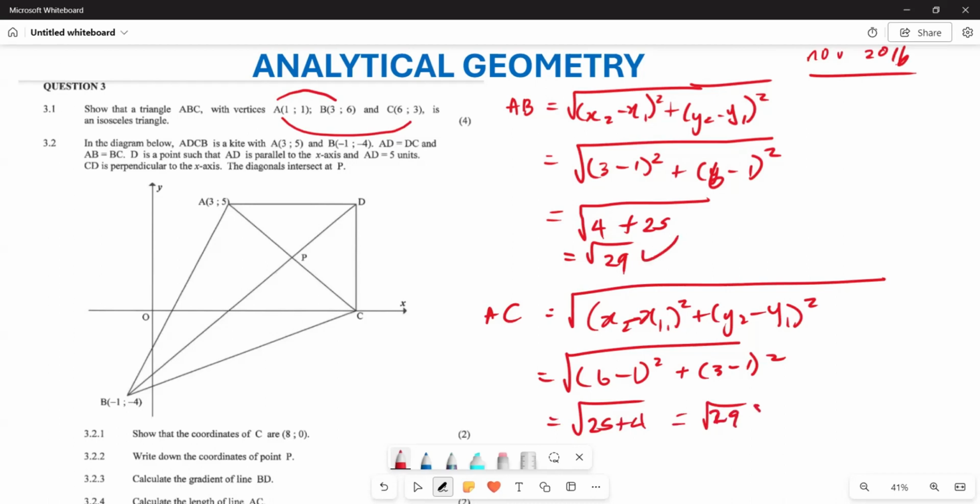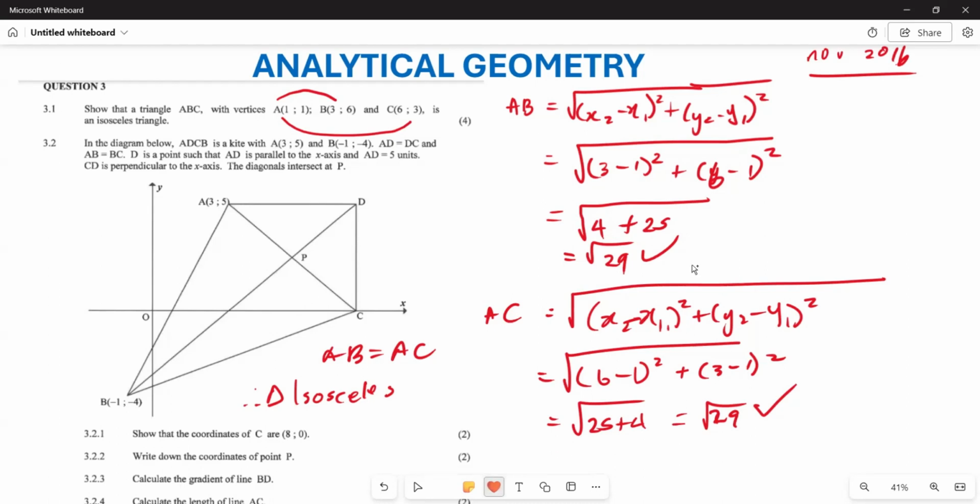So since this is the root of 29, then you can conclude that my AB equals AC. Therefore, the triangle is an isosceles triangle, right? Why are we saying that? Because two adjacent sides are equal. So that is the reason why we are saying this particular triangle is an isosceles triangle. Hopefully, that makes sense to you.